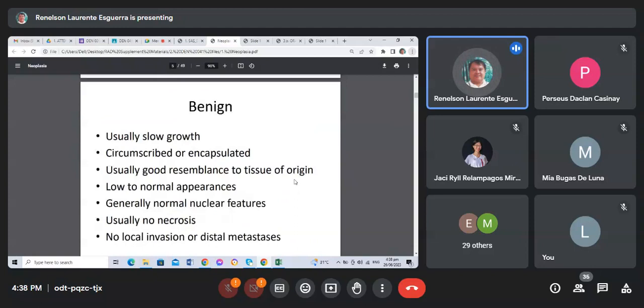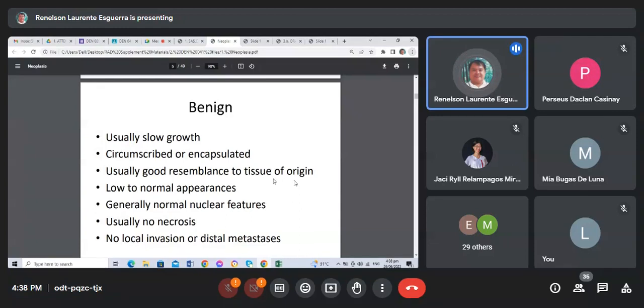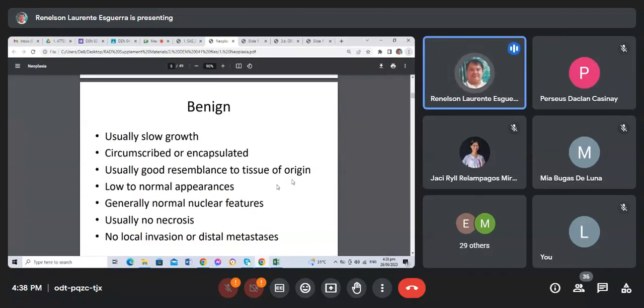And benign can be characterized as having slow growth. It's mostly encapsulated or circumscribed, meaning it is very distinct in its form, usually of good resemblance to tissue of origin, the cells of which would look similar to that of the tissue of origin, low to normal mitotic activity, generally normal nuclear features, usually no necrosis, no local invasion or distant metastasis.